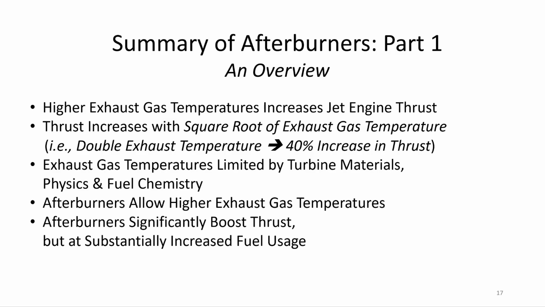Summary of Afterburners Part 1. Number 1. The higher exhaust gas temperature increases the engine thrust. The thrust increases as the square root of the gas temperature, and so if the absolute temperature is doubled, you only get a 40% increase in thrust. And exhaust gas temperature is limited by the turbine materials, physics, and fuel chemistry. Afterburners allow higher exhaust gas temperatures, and they significantly boost thrust, but it's a substantial cost in fuel usage.